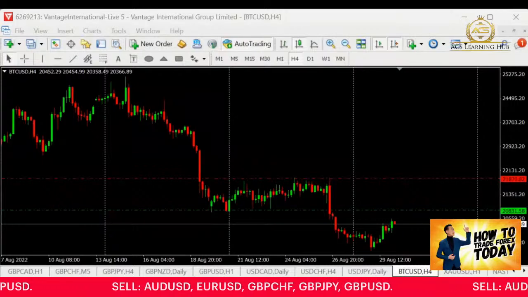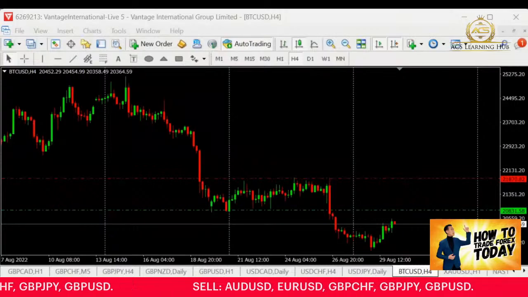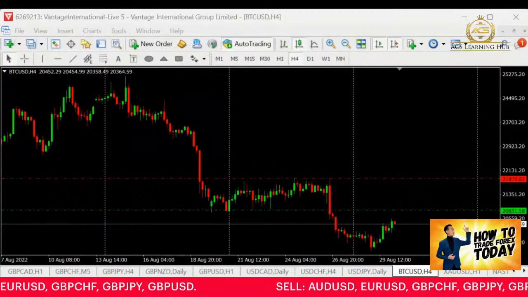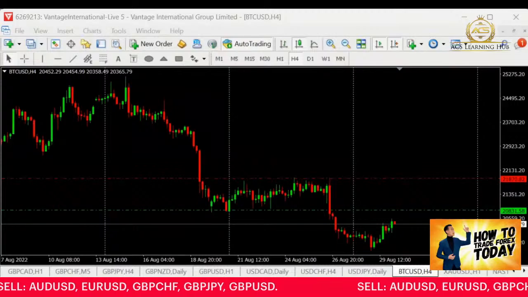Once again, the pairs are Aussie dollar, Euro dollar, pound franc, pound yen, and pound dollar.